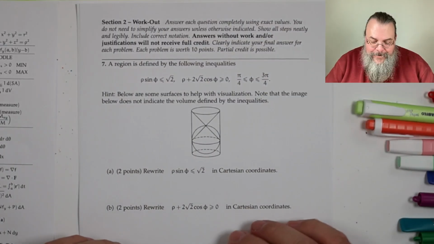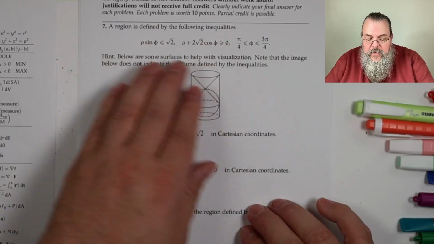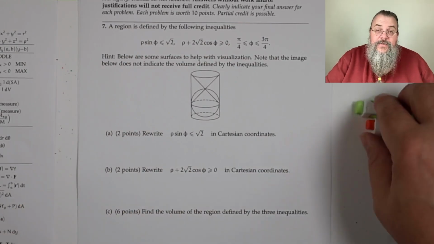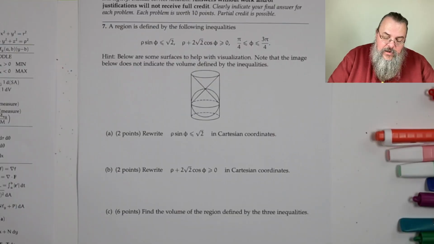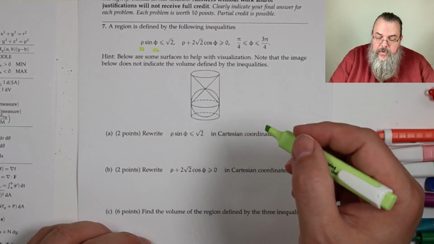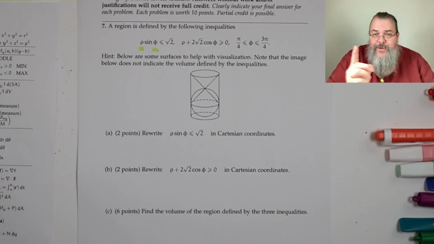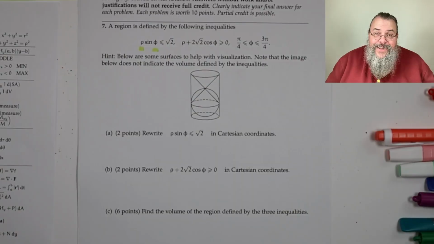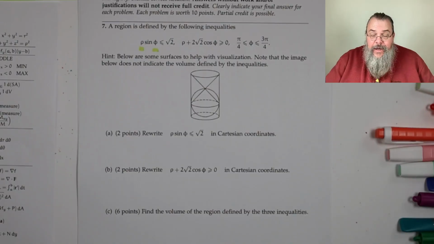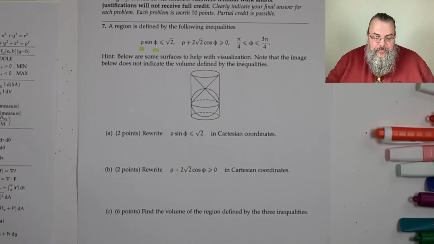We're into the workout. A region is defined by the following inequalities. So we have 3 inequalities here. And one thing that quickly jumps out is we see a rho and we see a phi, and that's all we see. Okay. There's no theta, so we have beautiful symmetry going around the z-axis. Always got to like that symmetry. Beautiful. But in particular, it's saying, hey, we are in our spherical coordinate system. So that's good to know.